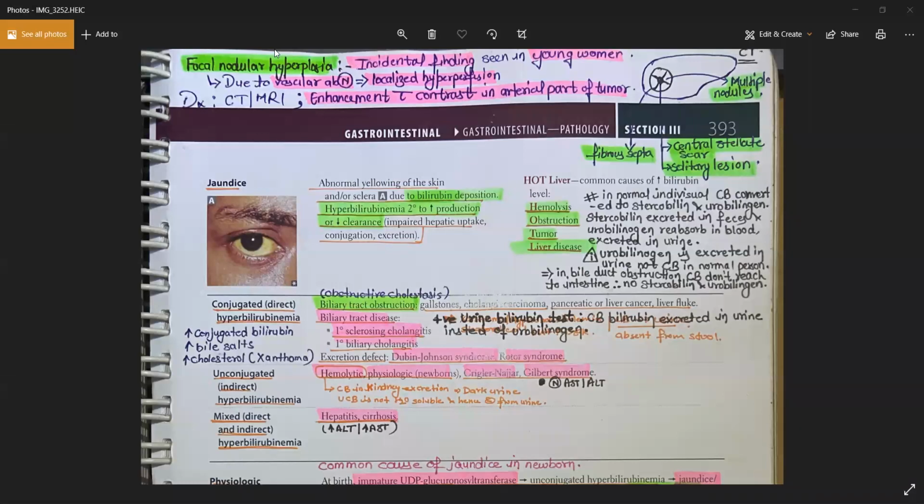Okay, so any doubt about this focal nodular hyperplasia? No. Okay, so we will wind up here for today.